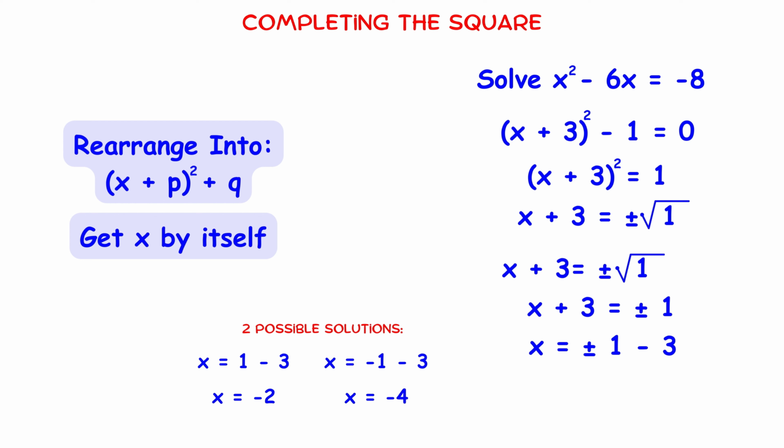So to sum all of this video up, whenever you want to solve a quadratic equation using the completing the square technique, you need to first of all rearrange it into the form of (x + p)² + q, which we do by completing the square, and then you need to rearrange it again to get the x by itself, and whatever x is equal to is your solution, but you normally end up with two solutions.